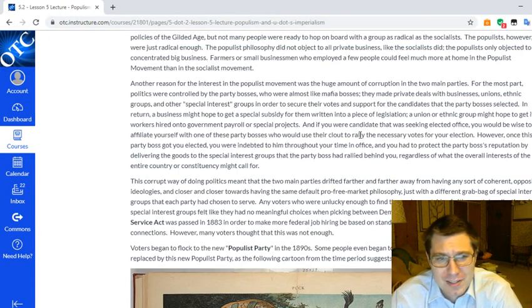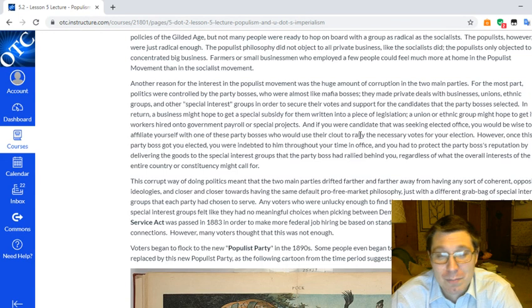In return, a business might hope to get a special subsidy for them written into a piece of legislation. A union or ethnic group might hope to get its workers hired onto government payroll or special projects. And if you were a candidate seeking elected office, you would be wise to affiliate yourself with one of these party bosses who would use their clout to rally the necessary votes for your election.